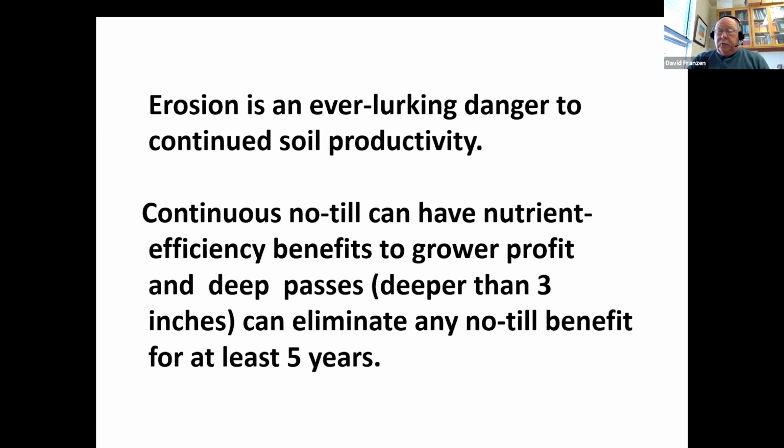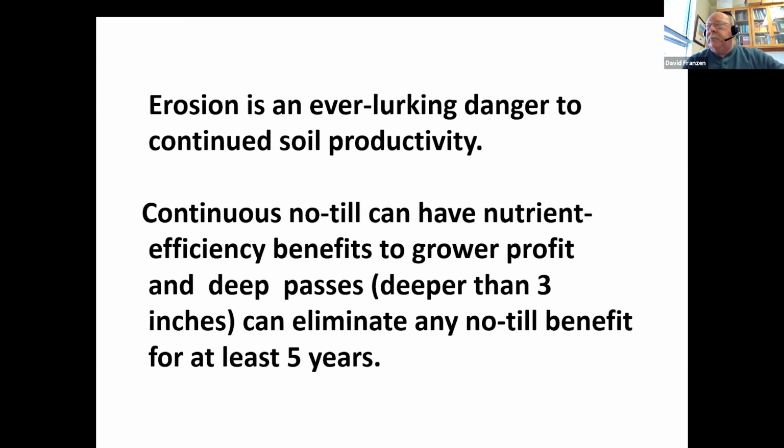Continuous no-till has a nutrient efficiency benefit, and deeper passes, deeper than 3 inches, can eliminate that no-till benefit for at least 5 years. So this is what I think would happen if you went in with a chisel plow. And if you did go in with something like that, I would just do straight shanks. I wouldn't do curve. I would leave as much residue as possible up at the top. But when you do that, you're going to destroy all the food or all the housing that those microbes have. And so it's going to take them a while to recover.